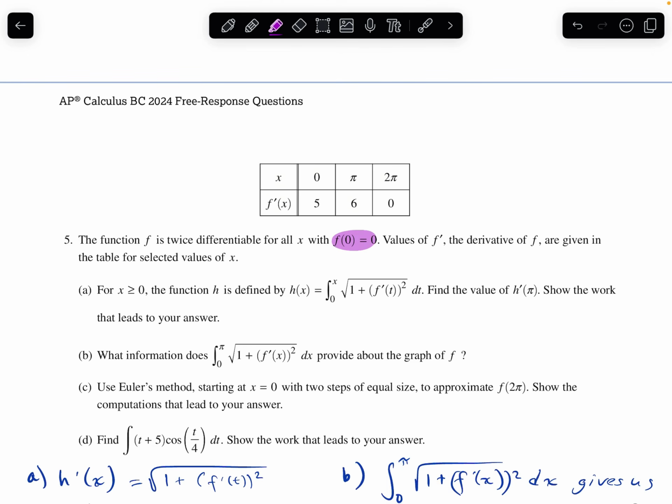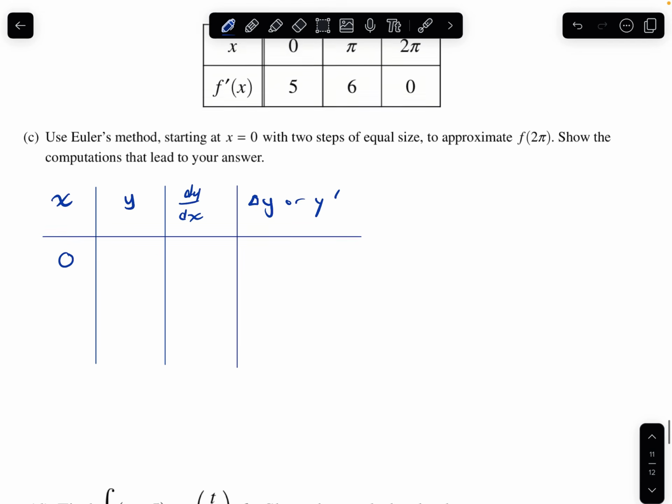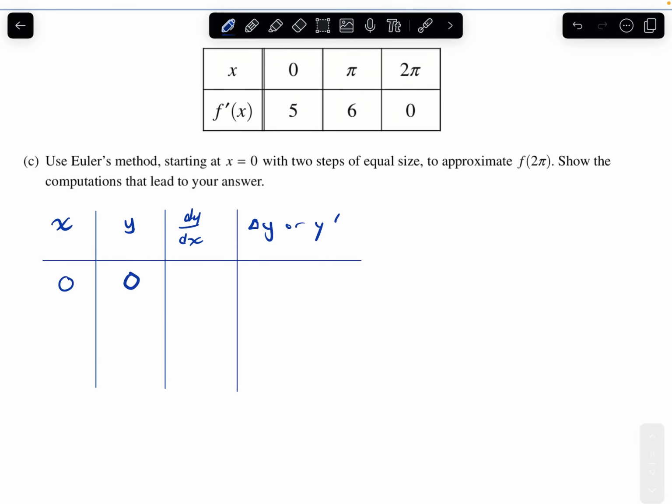If I were taking the test, I would highlight something like that and just make sure I'm aware. So f of 0 is equal to 0. So I already know the first two values here. Euler's method is using dy dx to give us information about an initial condition, I should say. It's using the initial condition and our derivative information to approximate what our actual function is doing.